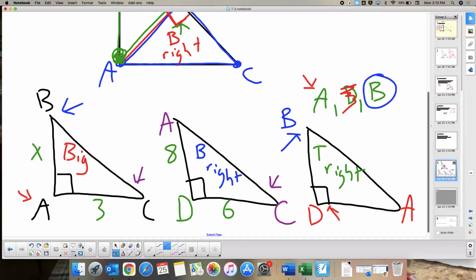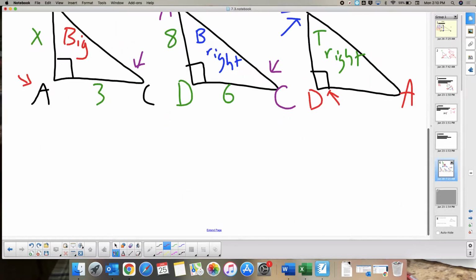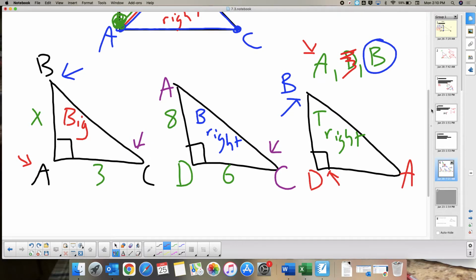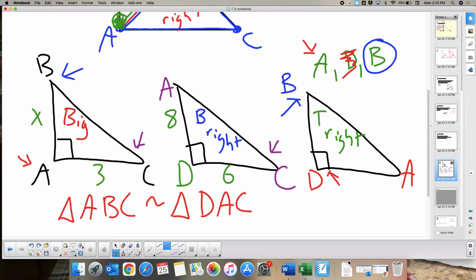Then what they're going to ask you to do, one of the questions will be to write a similarity statement. Well, our triangles are already drawn the correct way. So if I name my first one ABC, my second one can be named triangle DAC. I'm just going in the matching orders. And that's going to be similar to triangle DBA. Right? And then we can also use them to find our missing pieces.